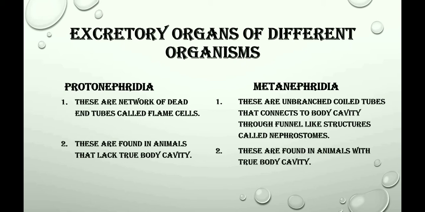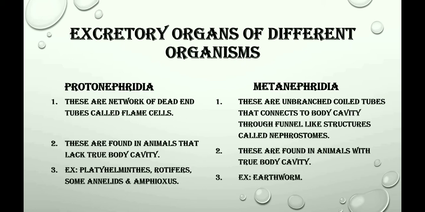Then in protonephridia, a true body cavity is not present. These animals lack a true body cavity. Whereas in metanephridia the animals will have a true body cavity. Now, examples of protonephridia are flatworms, Platyhelminthes, rotifers, some annelids and amphioxus. Whereas for metanephridia, you will find earthworm, a terrestrial organism showing bilateral symmetry and true body cavity.